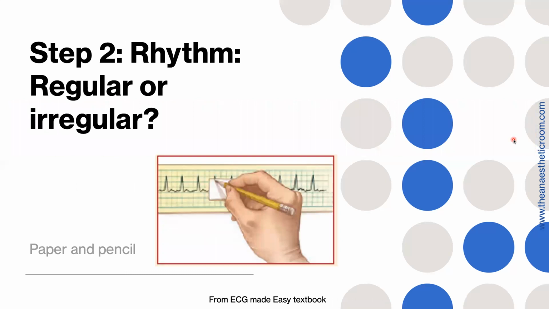The next step is to check if the rhythm is regular or irregular, and there's no easy way other than to use the old-fashioned paper and pencil method. Get a piece of paper, place it over the lead 2 rhythm strip at the bottom, and draw a dot over each R wave, maybe over 3 or 4 of them, and then move your sheet of paper down the line. It should line up each of the dots with each of the R waves as you move across if the rhythm is regular. If it does not, then you have an irregular rhythm.